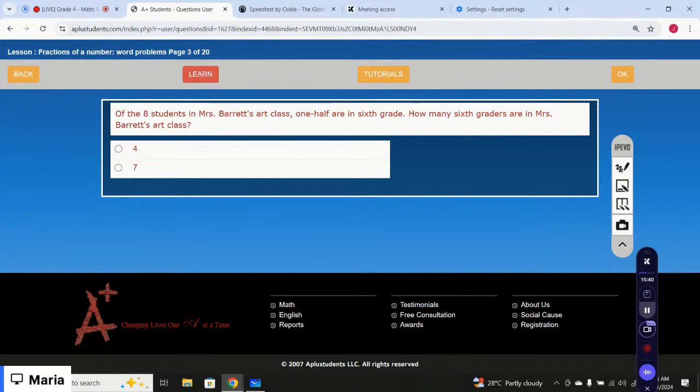Of the eight students in Mrs. Barrett's art class, one half are in the sixth grade. How many sixth graders are in Mrs. Barrett's art class? So, which is the correct option? The correct option is you have to divide into two equal groups, right? So 8 divided by 2 is 4. It is the correct option is 4. Option number 1 is the correct option.